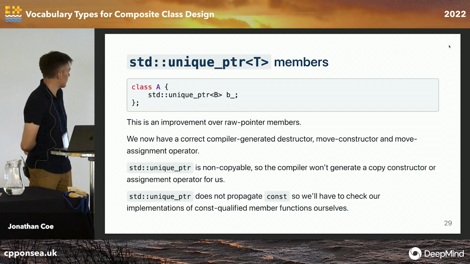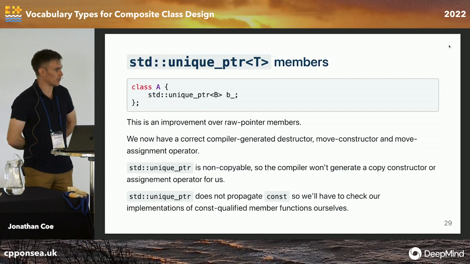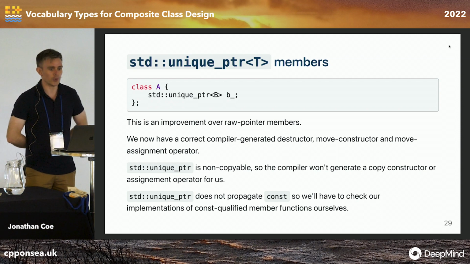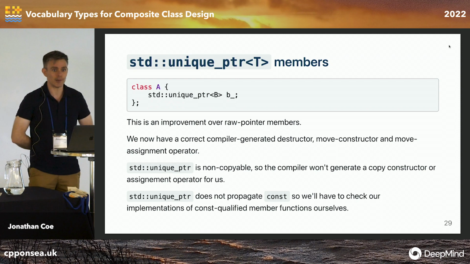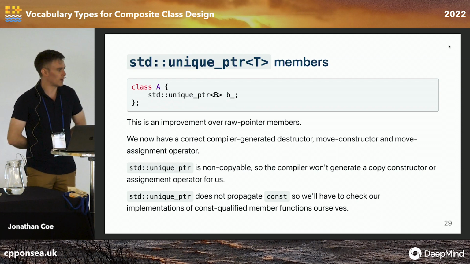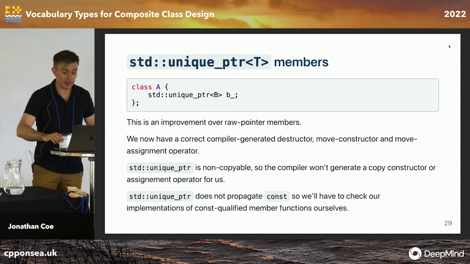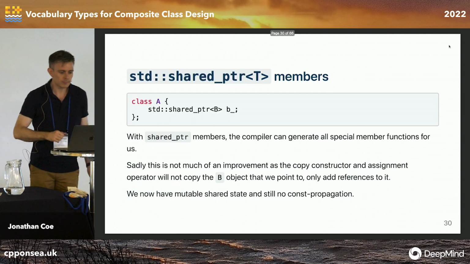But the more worrying one to me is unique pointer is a pointer, so it doesn't do this const propagation. The standard library smart pointers don't do const propagation because really the clue's in the name. They're smart pointers. They shouldn't do const propagation because pointers don't do const propagation. So we're going to have to check our implementations of all the const qualified member functions ourselves all the time, every time you make a code change, to check they're doing the right thing. And I think we can do better. So what else do we have?